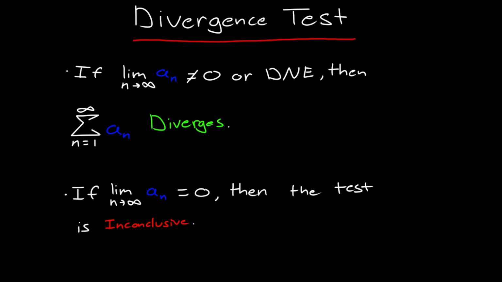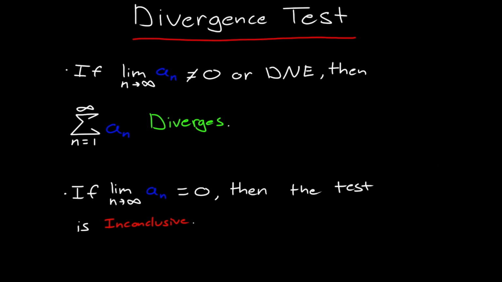This test states that if the limit, as n approaches infinity, of a sub n does not equal 0 or does not exist, then the series of a sub n must diverge. If, however, the limit, as n approaches infinity, of a sub n does equal 0, then the test is inconclusive, meaning that the series could either be convergent or divergent.